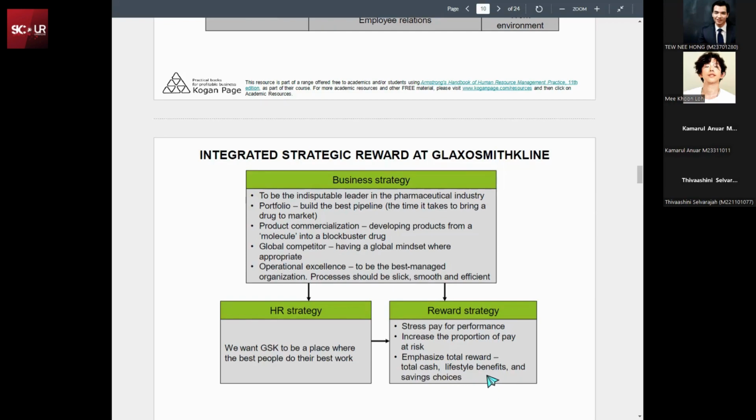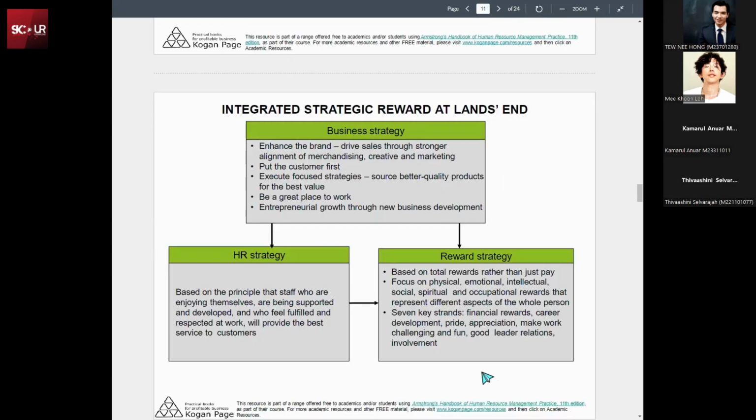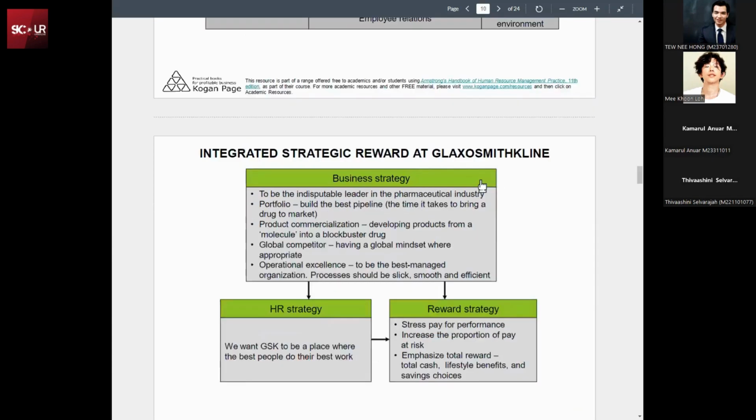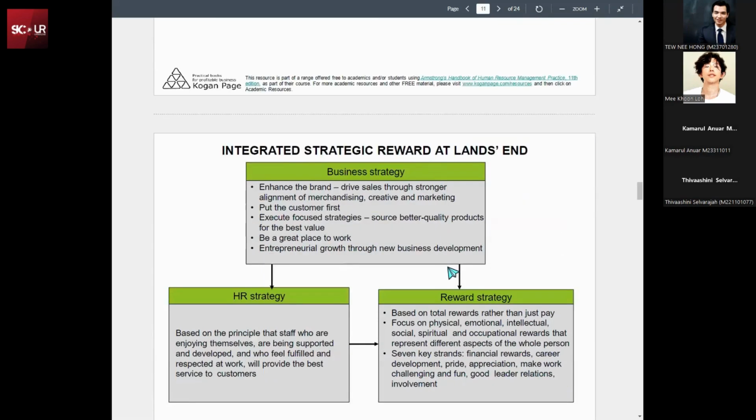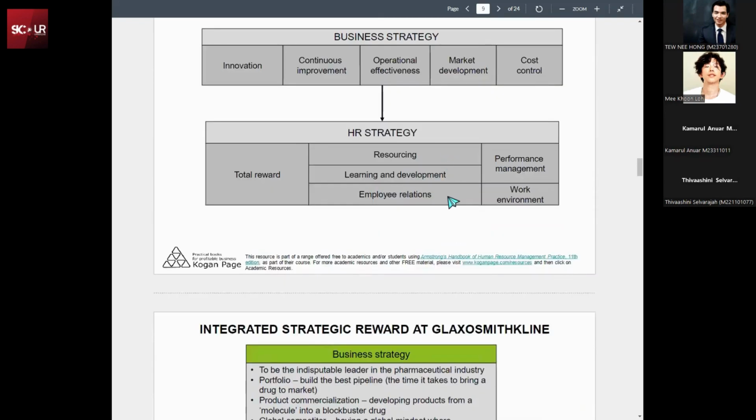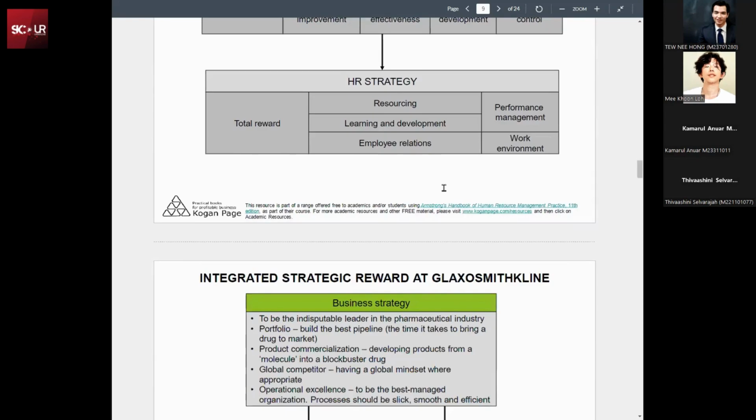Here. Another company, Lands' End. Enhance the brand, more on innovation. Put the customer first, more on marketing development. Execute focused strategies and source better quality, more on continuous improvement and innovation. Be a great place to work is more on operational effectiveness. Then it goes to a new business, market development. So out of 5, they have 4 in their business strategy.